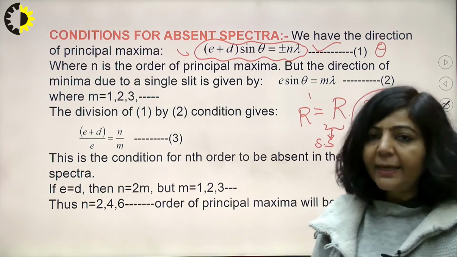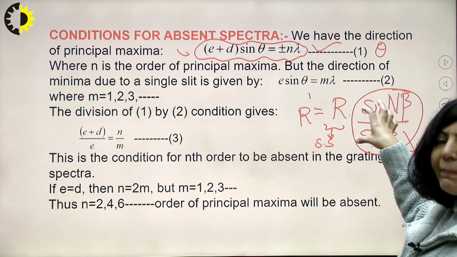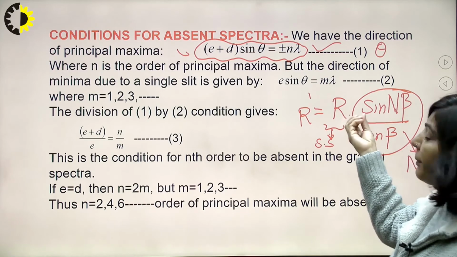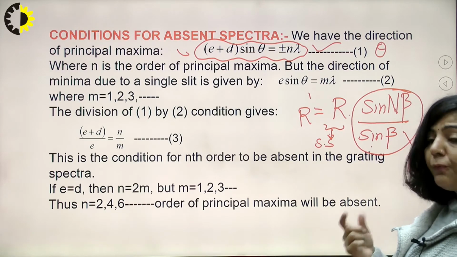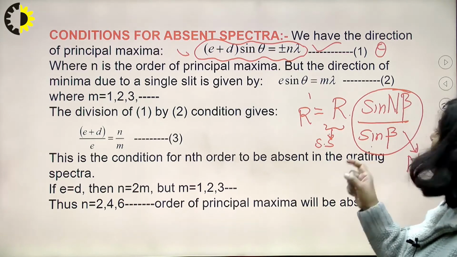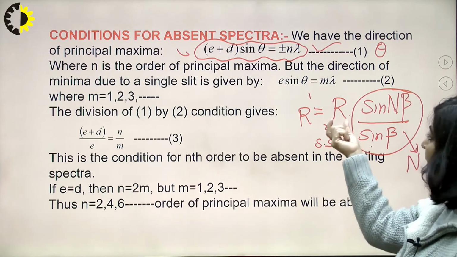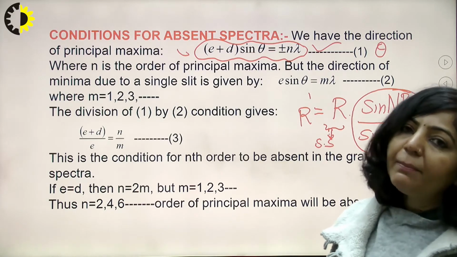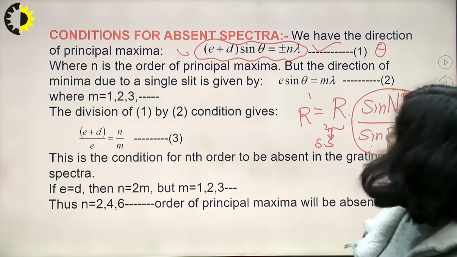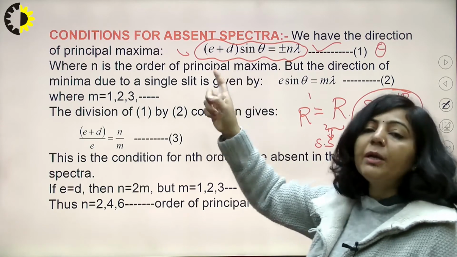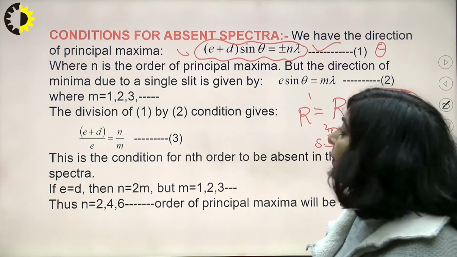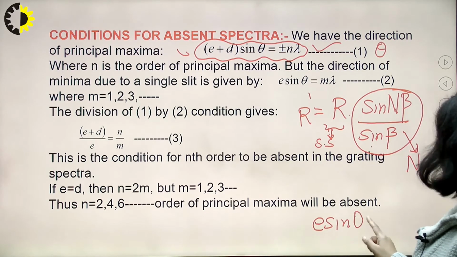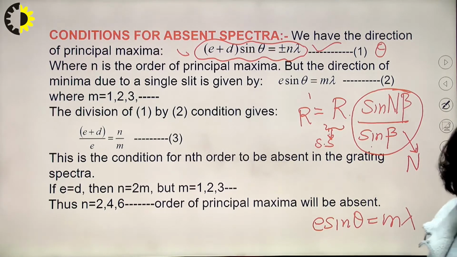Or in other words, if this factor is giving you maximum intensity, but this particular factor is giving you minima, meaning 0 intensity, then what will be the resultant? The resultant will be 0. So if the nth order maxima due to this factor is observed at the same point as the mth order minima of the first factor, then that nth order maxima will be missing from the grating, from the spectra. You can see the nth order maxima from equation number 1 is observed at theta angle of diffraction. And you know, for single slit, the condition for minima is e sin theta equals m lambda. This represents the condition of minima.